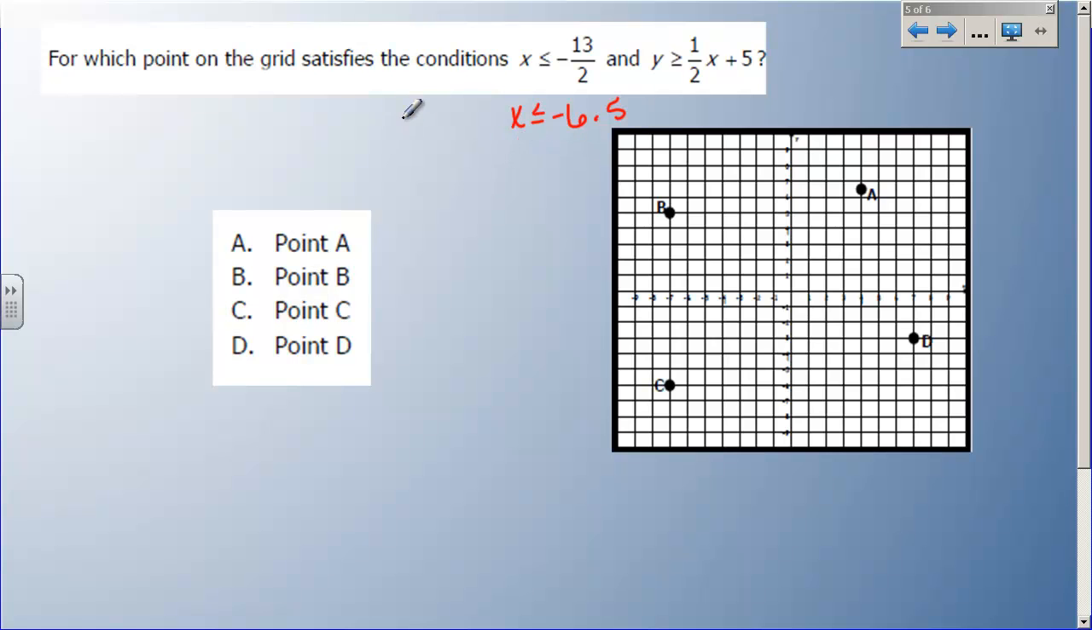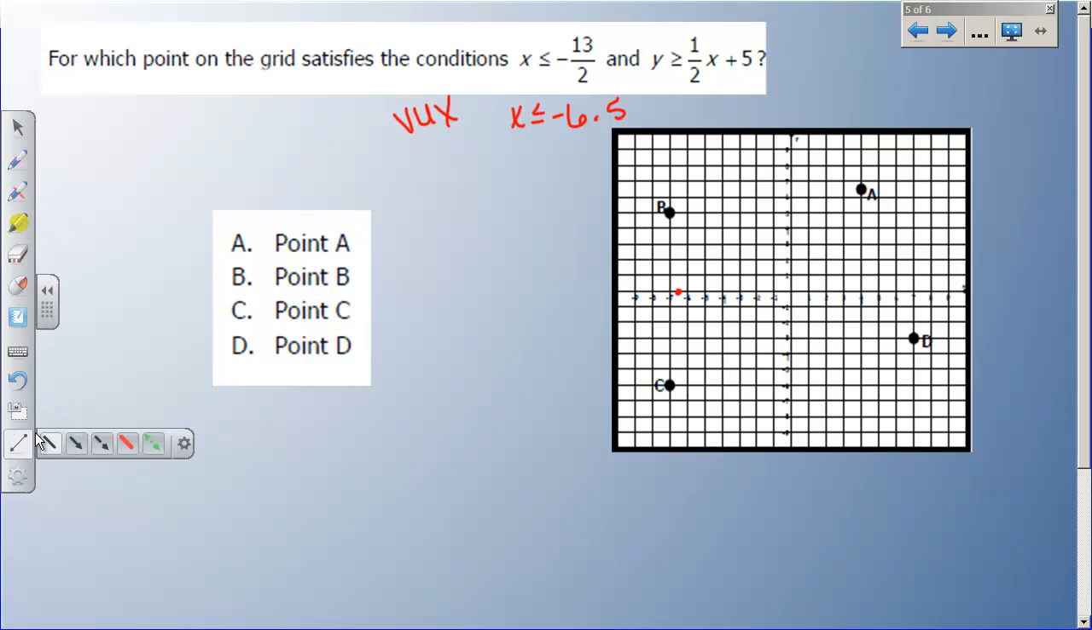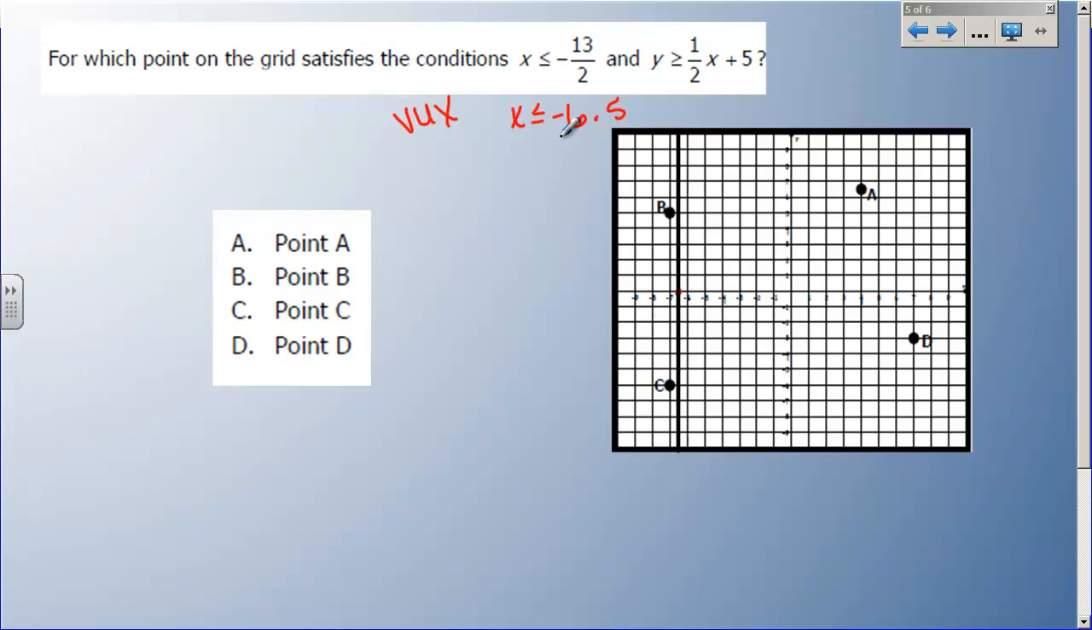Because this is just an x, that means this is going to be a vertical line at -6.5. So I'm going to go to where x is -6.5 right here, and I need a vertical line through that point. And I need a solid vertical line because that has the or equal to symbol. So I'm going to draw a vertical line through that point. And then I need to shade less than that line. Well, that's everything over here.